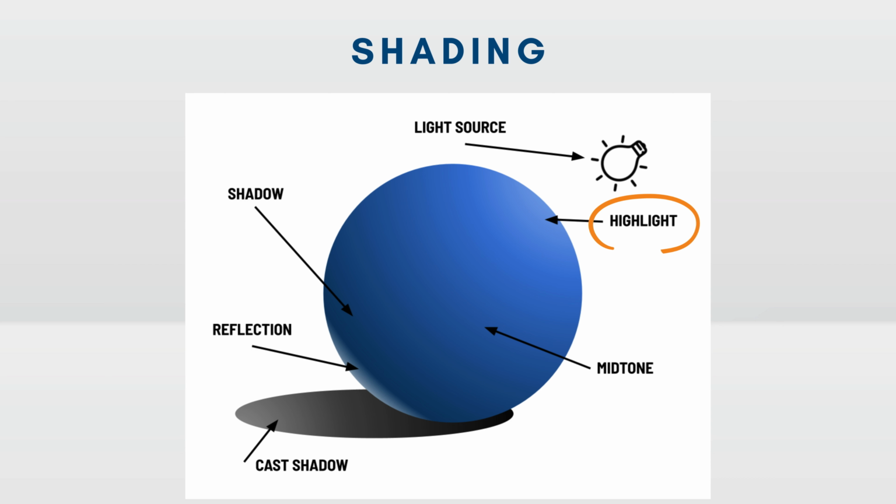The highlights are the areas where the most light is hitting the object, creating the lightest values. The midtones are the areas on the object with less light, creating middle values. The shadows are the areas on the object with the least amount of light, creating the darkest values. A reflection is a lighter area that is usually created by the light reflecting off the object and the ground. Lastly, a cast shadow is the shadow that is produced by the object.